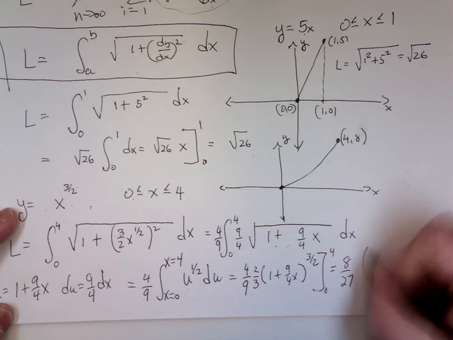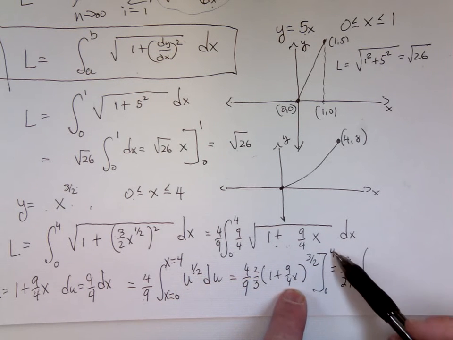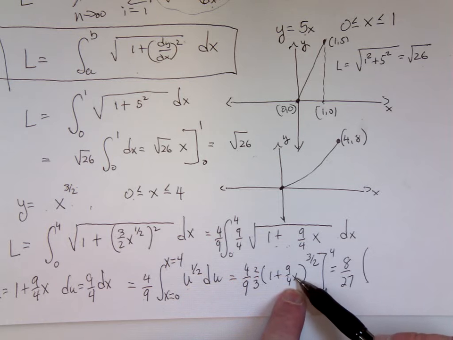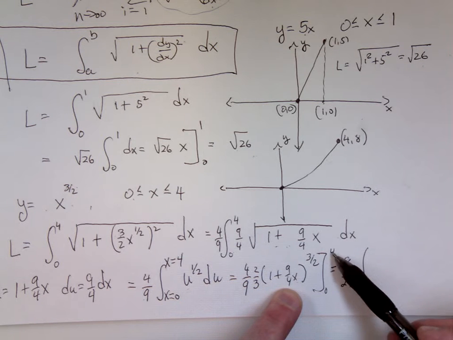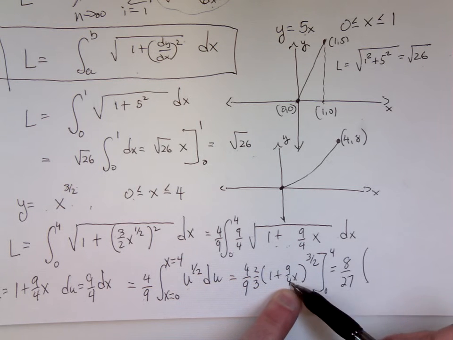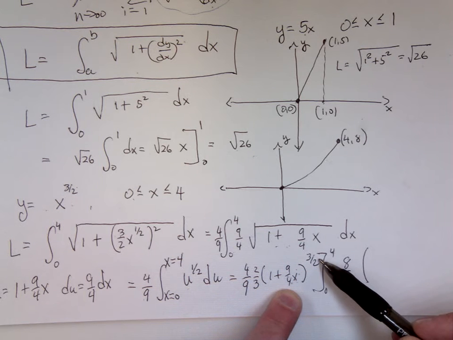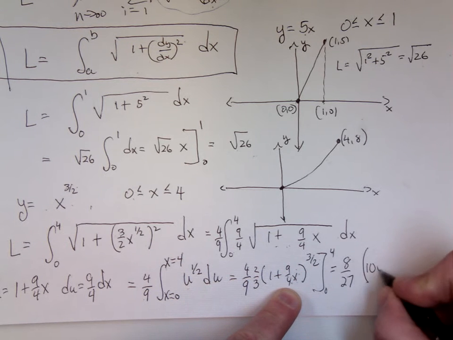Let's see. When you substitute in 4, you get a 4 here. Now watch what happens. You probably will get this on WebAssign. When you substitute a 4 in, the 4's cancel. You get 1 plus 9, 10 to the 3 halves, and that's 10 square roots of 10.